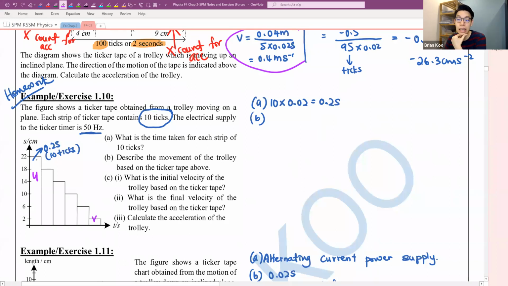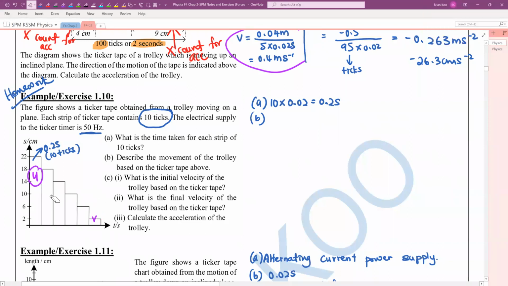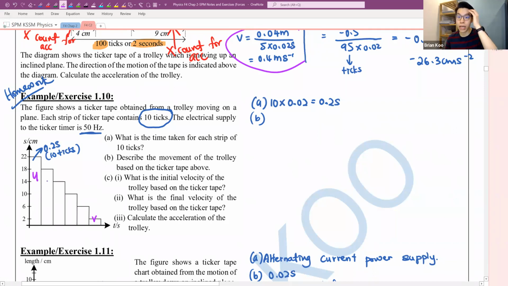Definitely. The U value here is larger. The V value here is smaller. So you have slowed down already, right? Slow down meaning deceleration. So you can actually say constant deceleration because this staircase is constant, right? It goes down uniformly, constantly. So you can say constant deceleration.